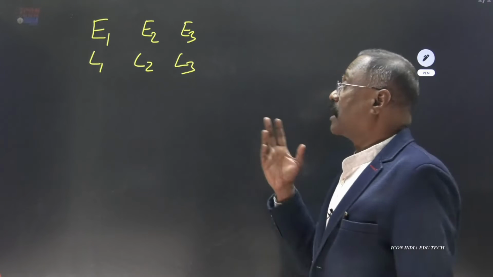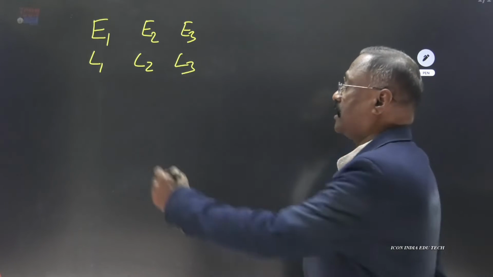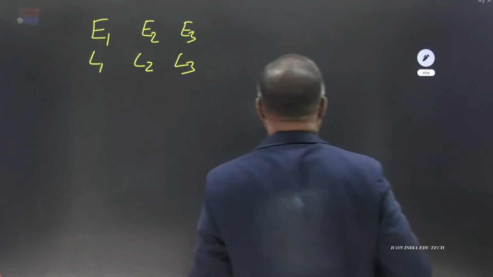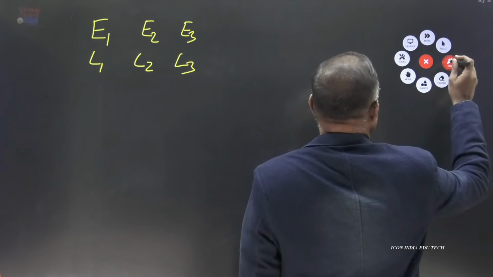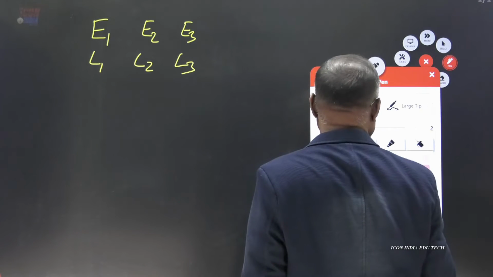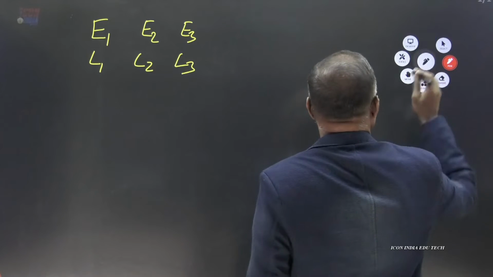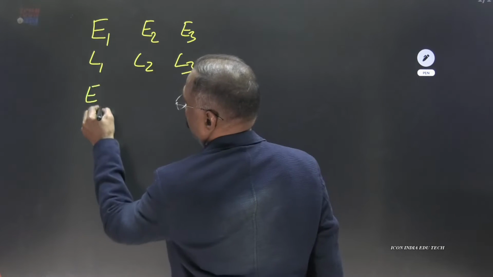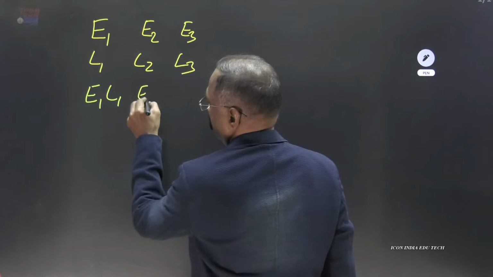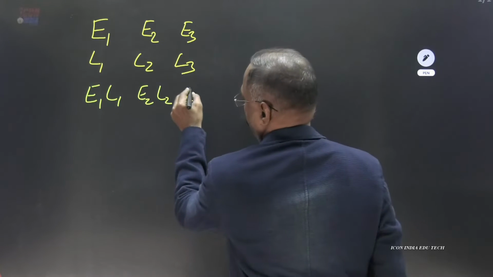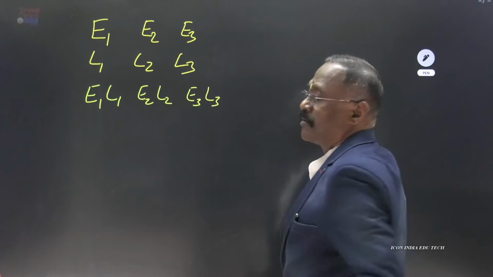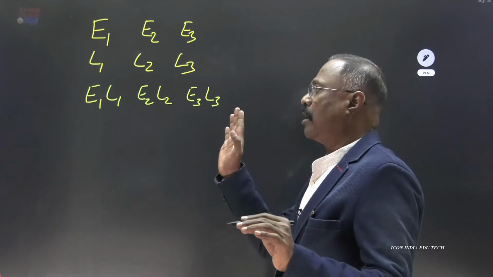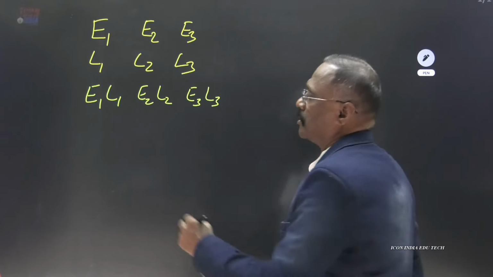Okay, now let us start. E1 L1 is the right arrangement, next E2 L2 is the right arrangement, and E3 L3 is also the right arrangement. So in this case, all are correct. No doubt in this one. All are placed in their right envelopes.